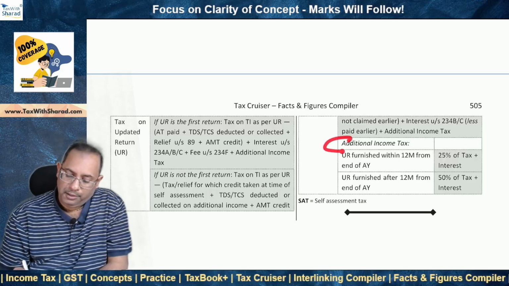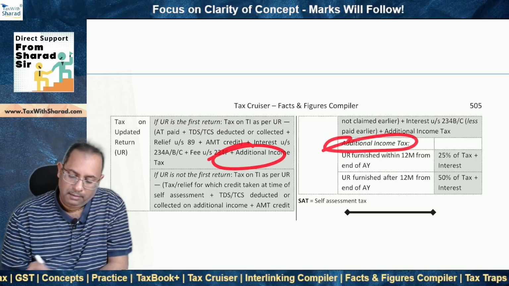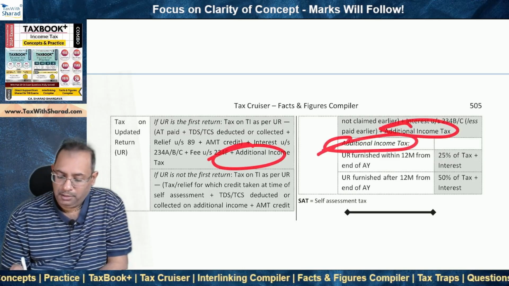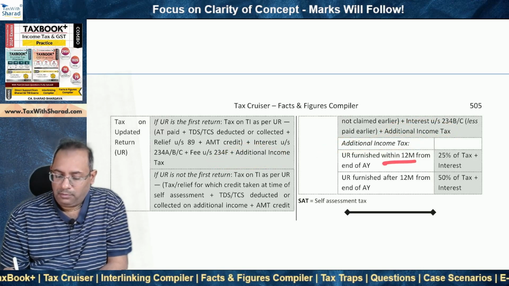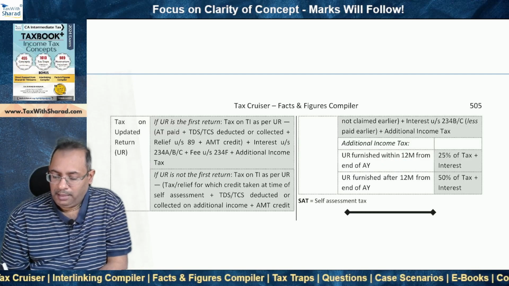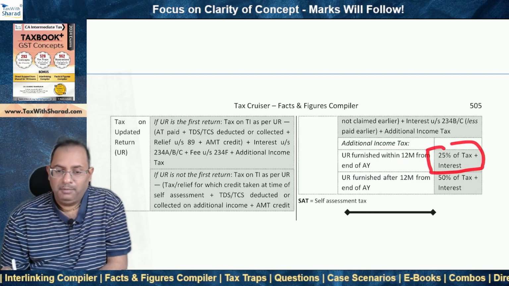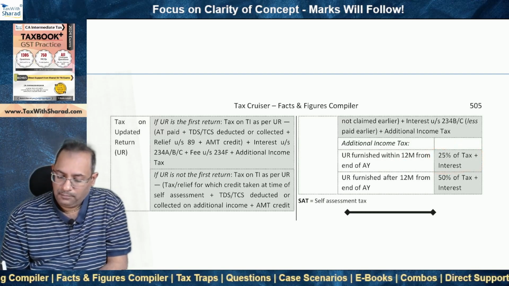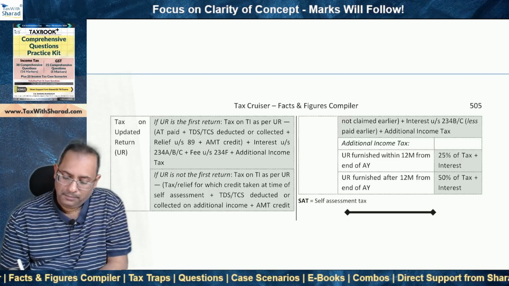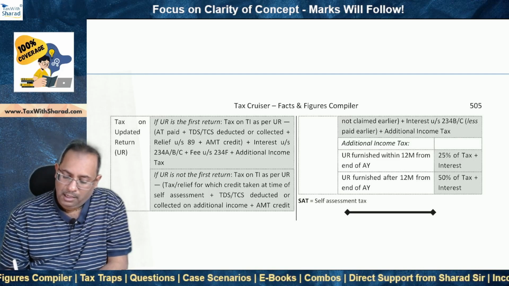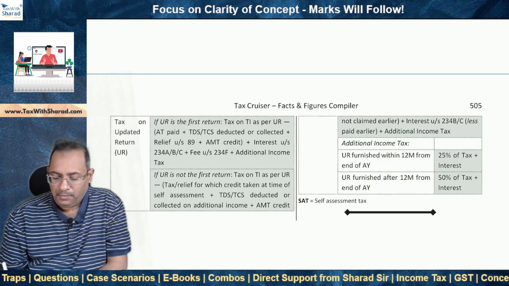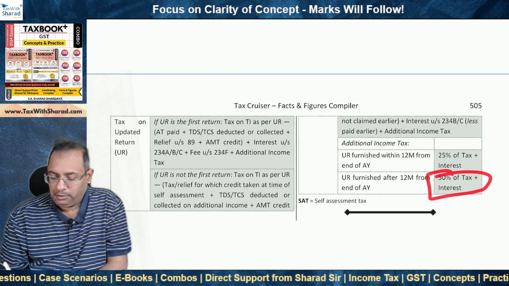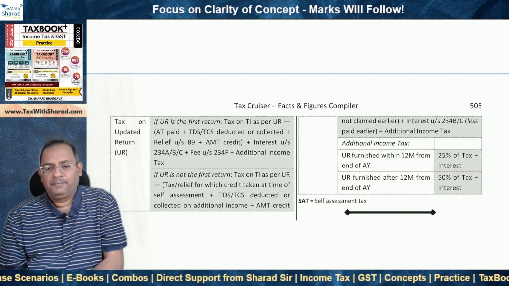Now we come to additional income tax. If the updated return is furnished within 12 months from the end of the assessment year, additional income tax is equal to 25% of tax plus interest. If the updated return is furnished after 12 months from the end of the assessment year, the additional income tax is equal to 50% of tax plus interest.